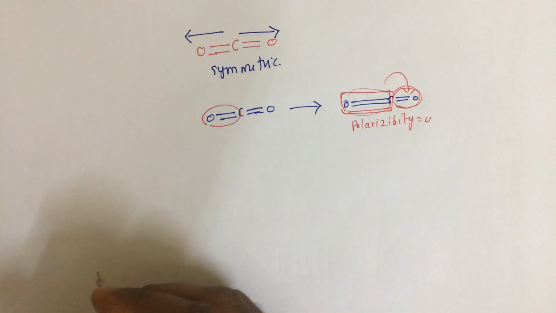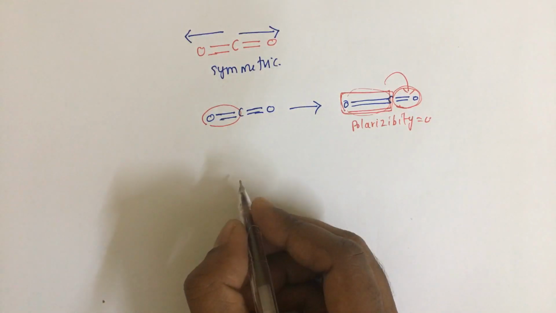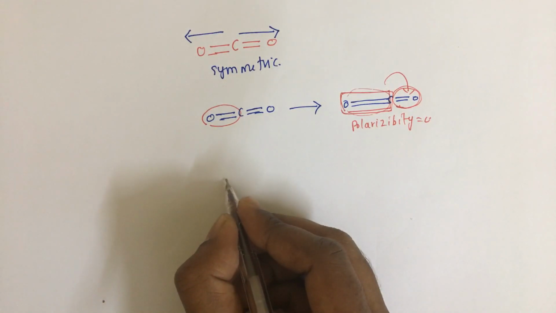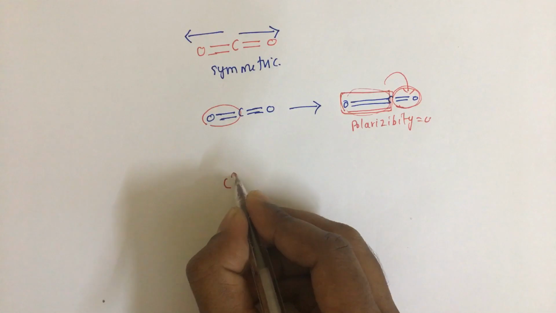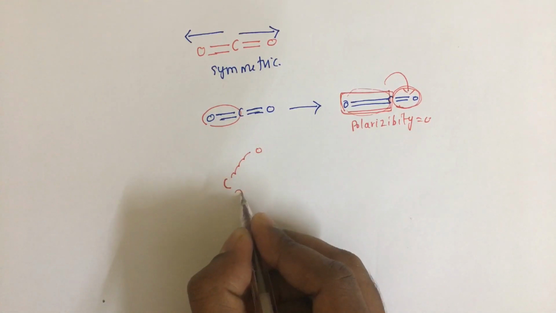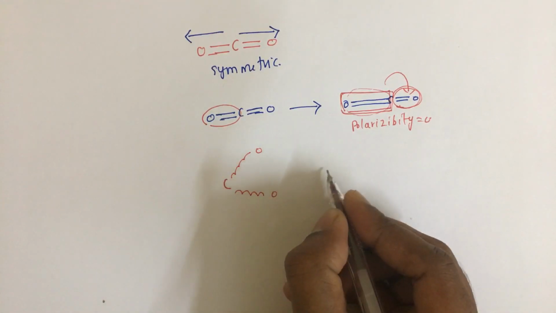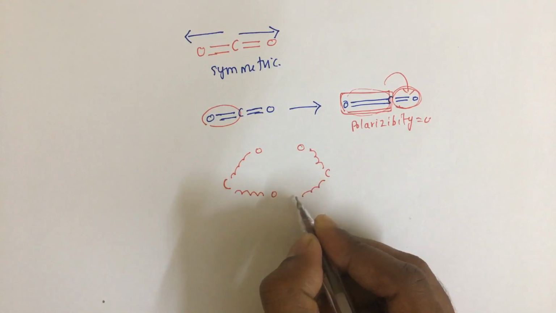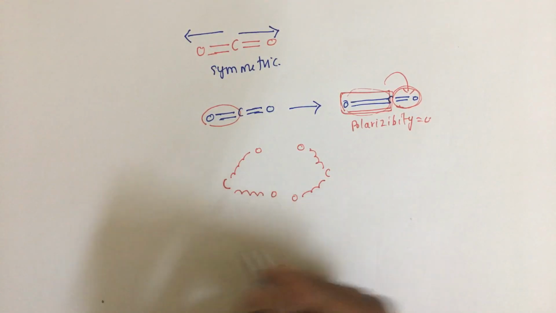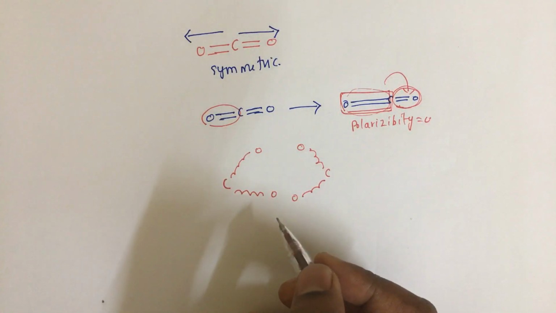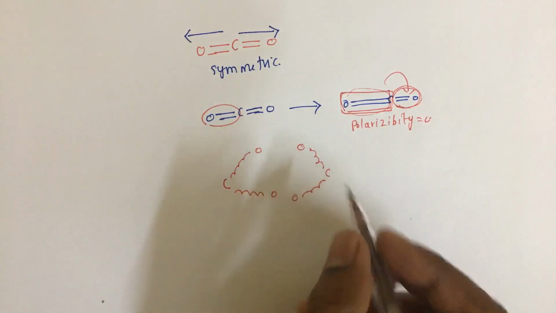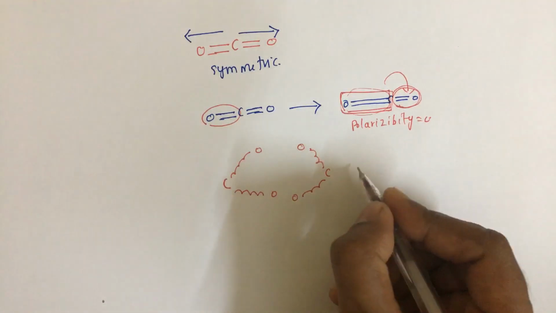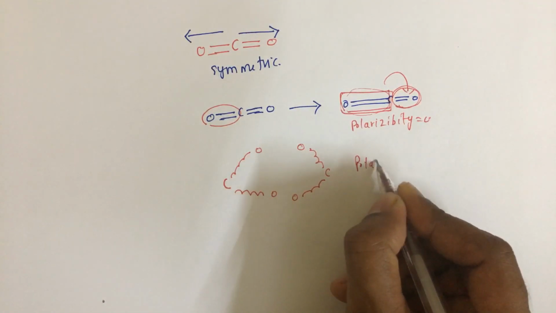And when we see the bending vibrations, there are two bending vibrations, so one will be this way and another bending vibration will be this way. See, these are in opposite directions, so each one gets cancelled by the other. So here also the polarizability is 0.